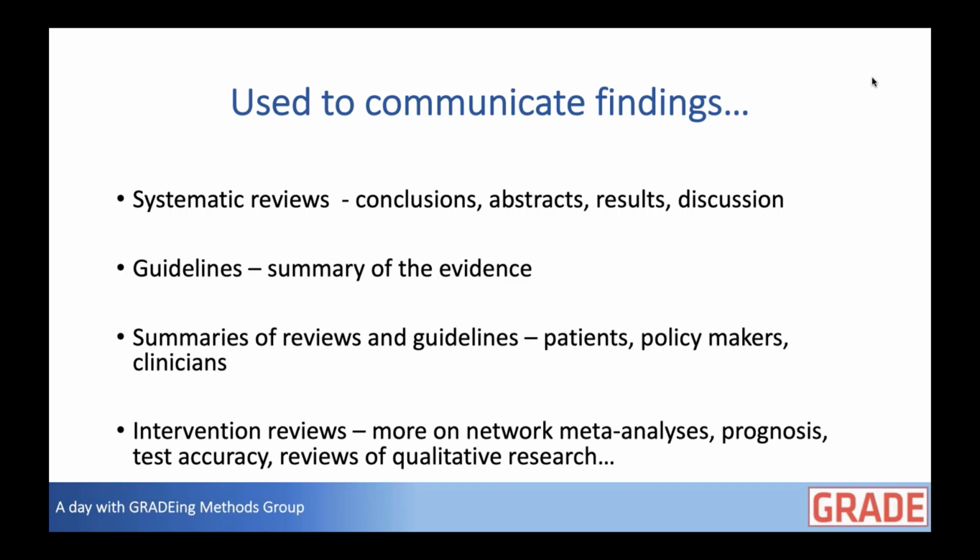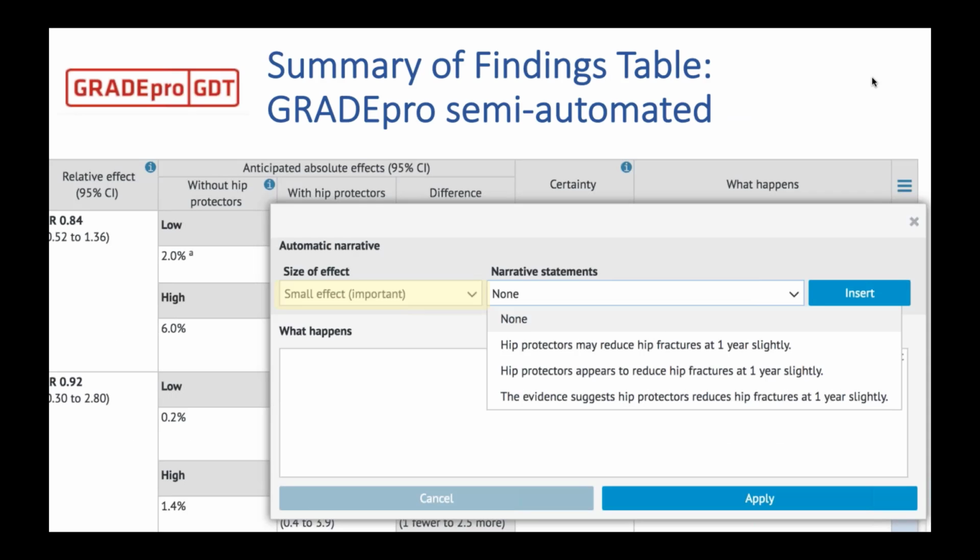This is what I explained for intervention reviews, but as Romina said, they're working on this for network meta-analyses. We have work with prognosis, test accuracy, and also reviews of qualitative research being led by Claire Glenton with the CERQual. So we are thinking of different ways of communicating these for many types of reviews.